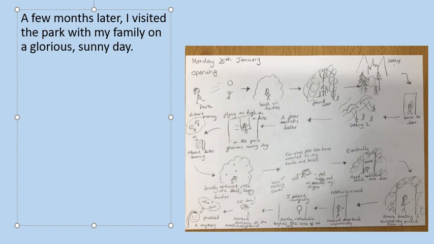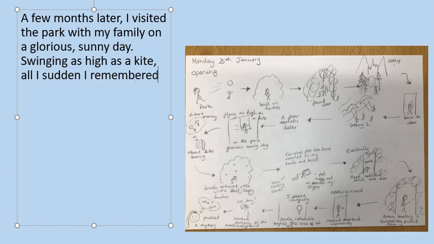So I can say swinging, maybe. So I've got flying on my story map, but that's fine, I can change it to swinging. Swinging as high as a kite, maybe all of a sudden I remembered, because I'm talking about my memory, I remembered vibrant kites soaring across the sky. So because I've had that memory, I've decided I'm going to go and try and find the door.